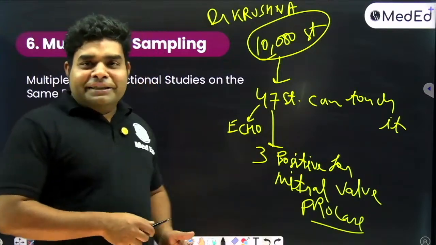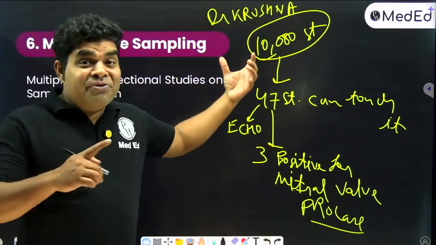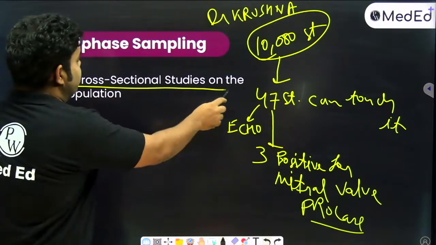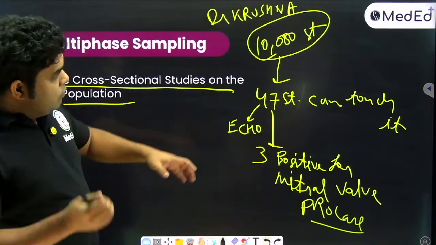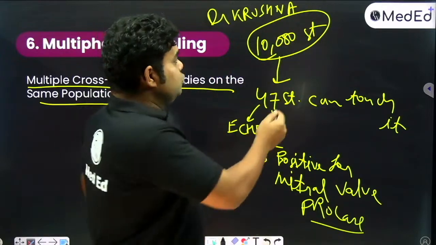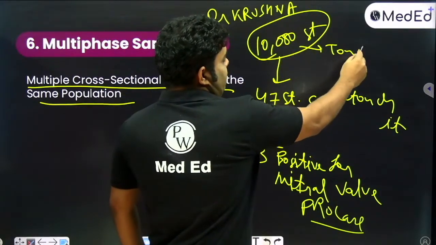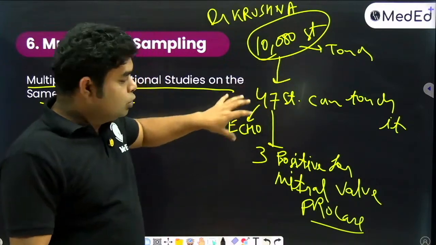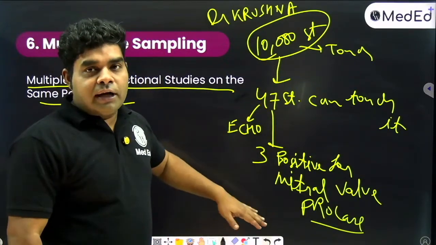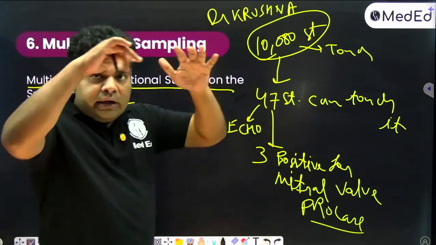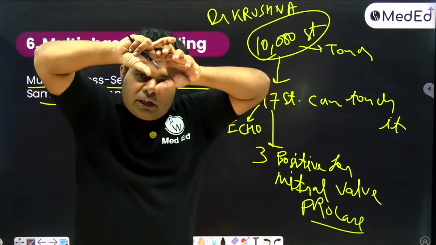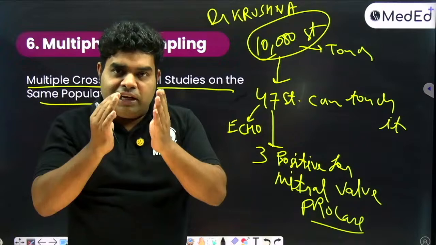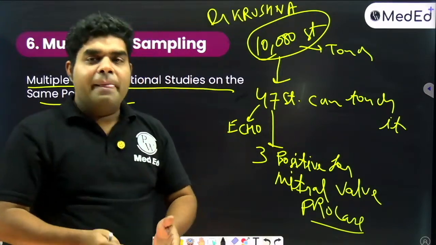So this type of study is multi-phase. What we are doing is, we are doing multiple cross-sectional studies on the same population. First, I ask all the 10,000 students to touch it. This is one population. Then the population which I got, all 47 were asked to go through echo. Then we got 3. So this type of sampling where we take one big population, do the study on the whole population, then whoever passes will come to the next study like that. We are decreasing the sample by doing a study again and again on them.